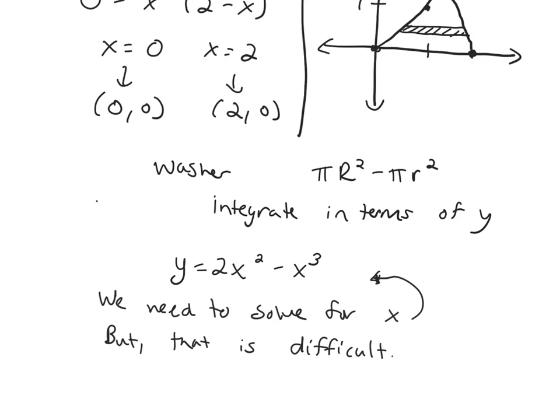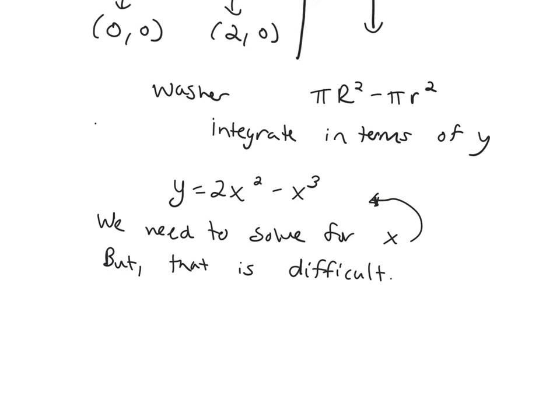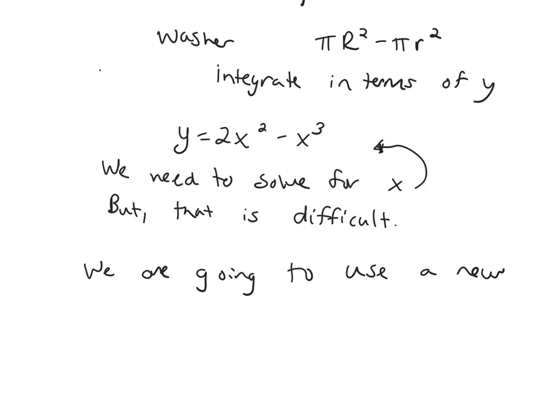So I know in all of the examples we worked previously that our method for finding volume worked out, but for this one, I can't really keep going. I'm stuck here because I need to solve for x. It's really hard to do. So our solution is that we're going to use a new method, and I put it in the title, called the method of cylindrical shells.